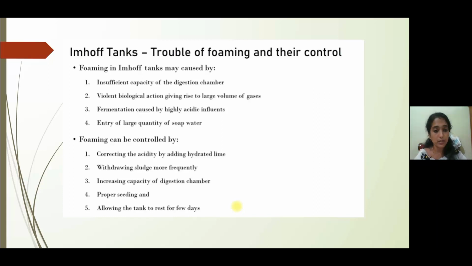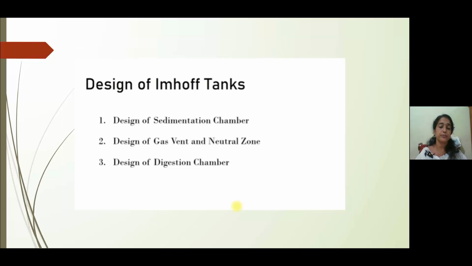Then foaming can be controlled by correcting the acidity by adding hydrated lime, withdrawing sludge more frequently, increasing the capacity of the digestion chamber, and proper seeding. That is, a bacterial colony should be maintained inside the digestion chamber, and the tank should be allowed to rest for a few days in order to complete the digestion process inside the digestion chamber.